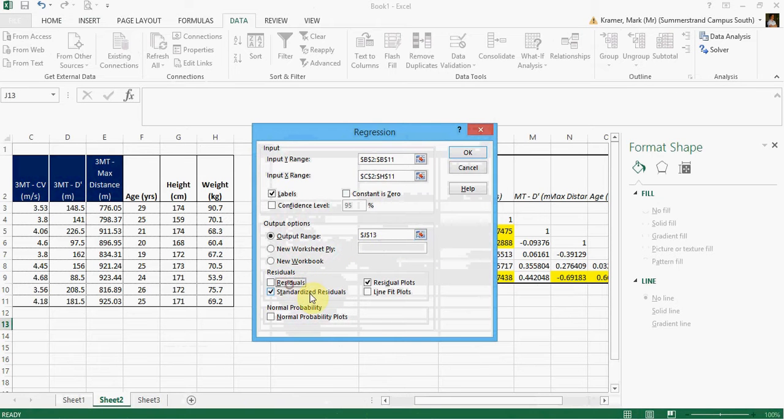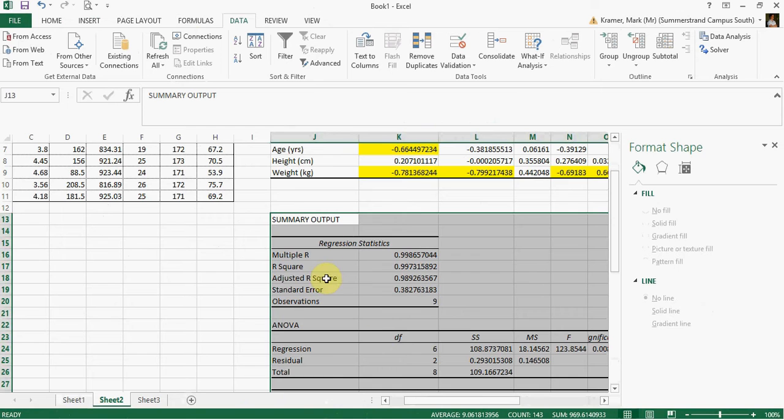And I don't want that. And I'll put these in. You guys don't have to tick these. This is just for something else. And then click OK. And then I have my summary output.